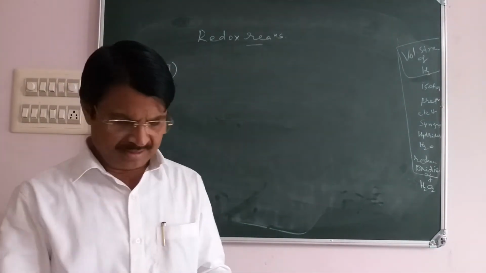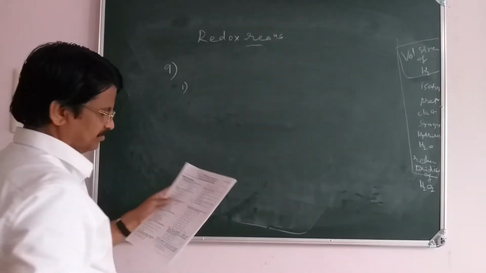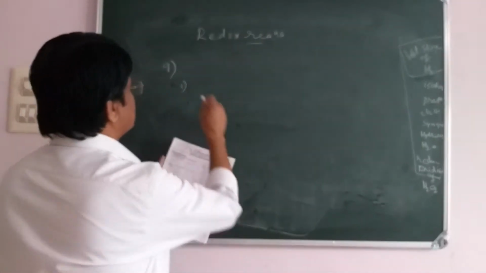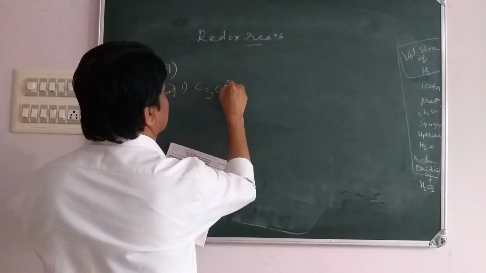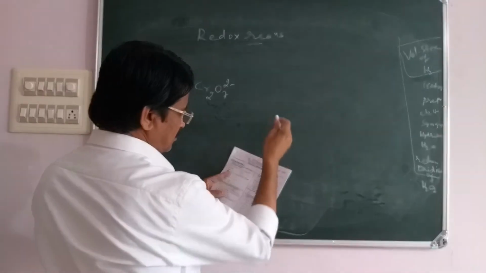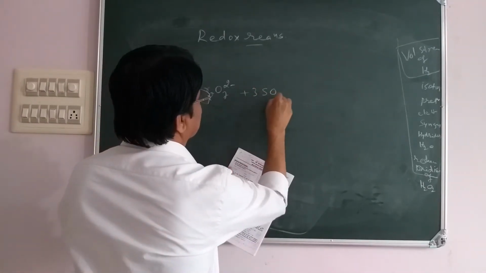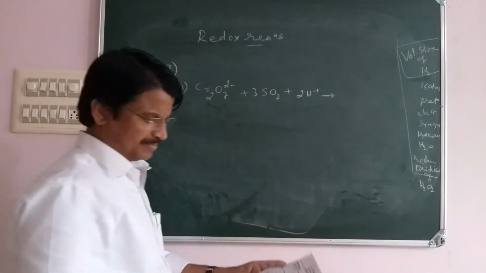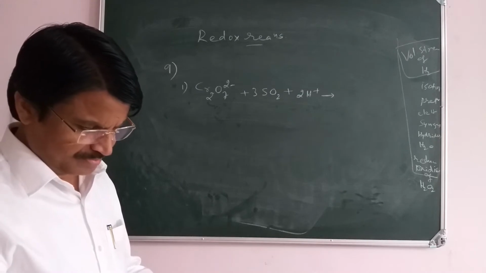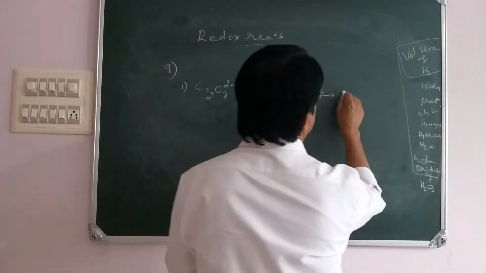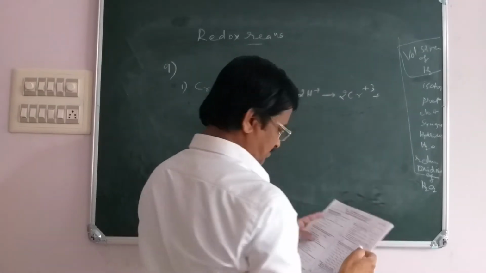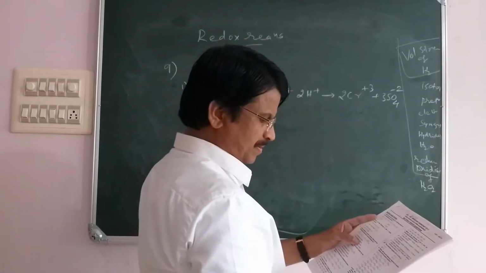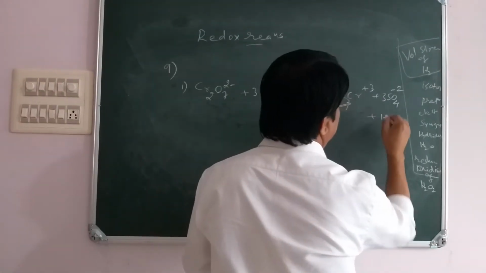must be equal. And in option 1 they give the dichromate ion Cr2O7 2 minus plus 3SO2 plus 2H plus gives rise to 2Cr3 plus plus 3SO4 2 minus plus S2.